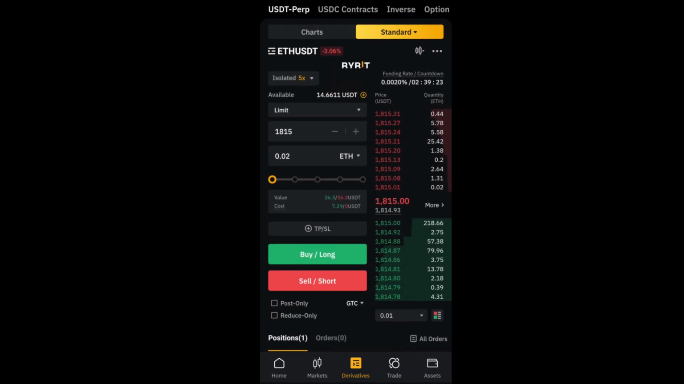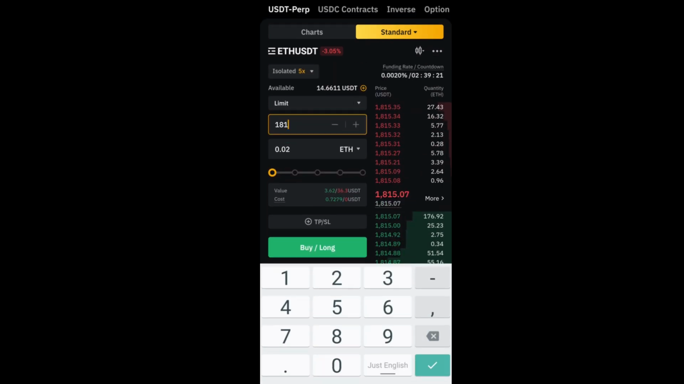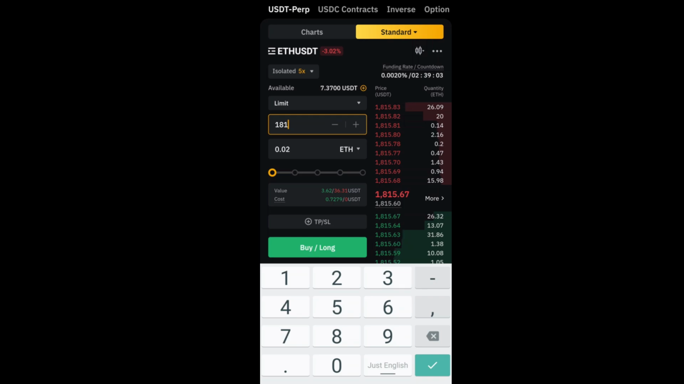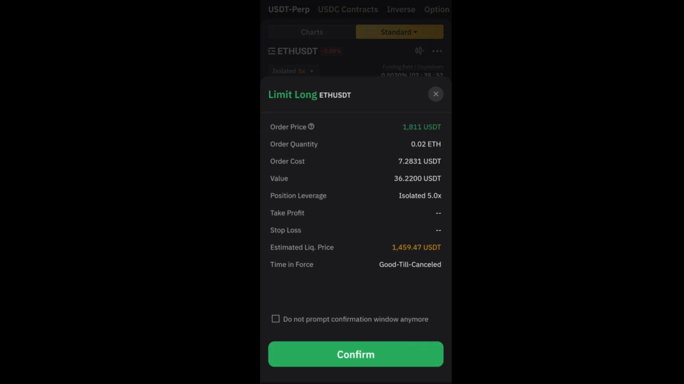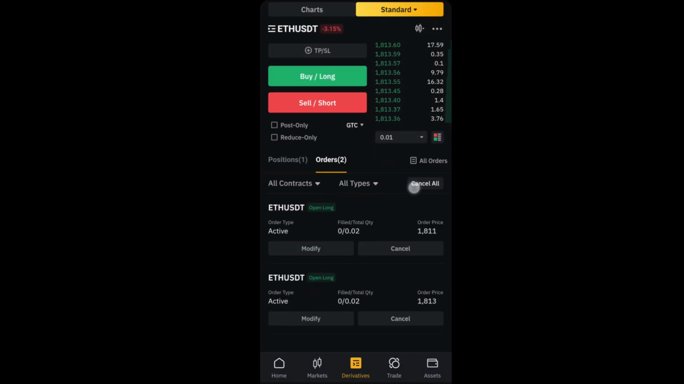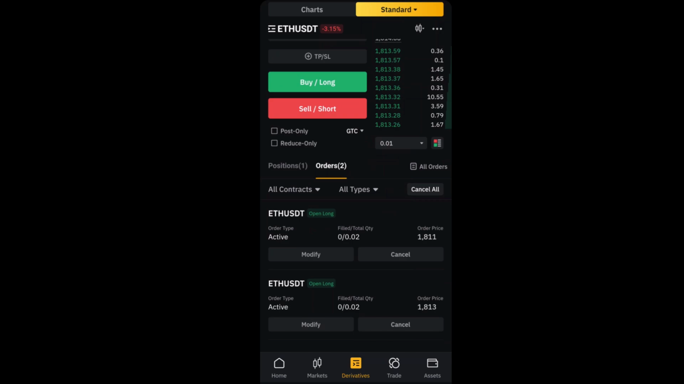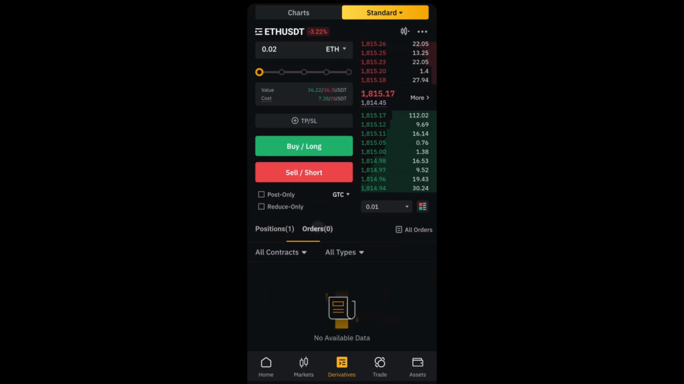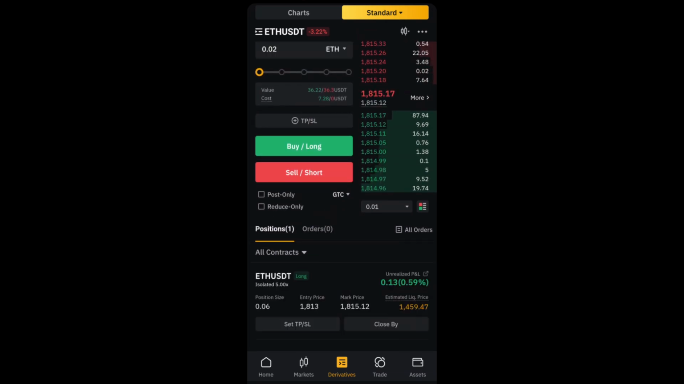Keep this in mind. Again, I'll open the second trade at 1813 and select how much funds to use. Click on long. Confirm. Third trade entry point is $1,811. Go long. Confirm. Now under position, only one trade is running, and under orders, there are two trades pending. Guys, within a few minutes, even these two trades will get executed. So yes guys, it's been a few minutes and all the three trades are executed now.